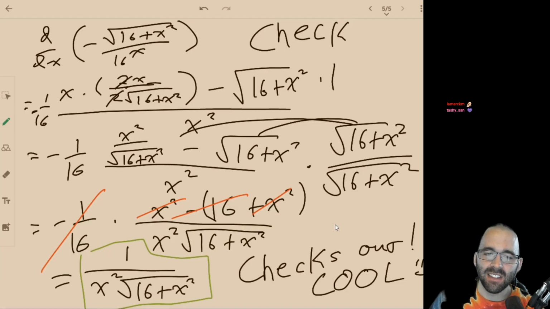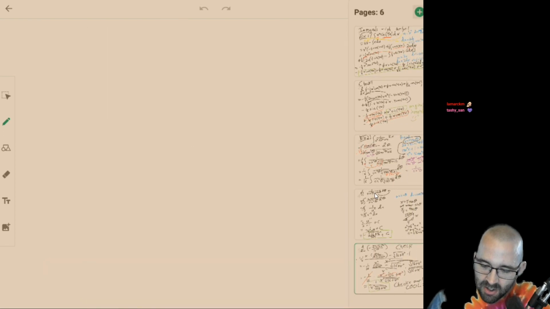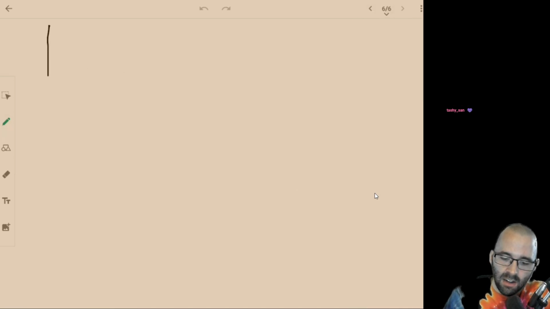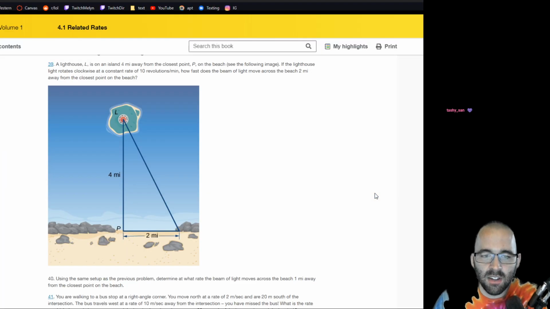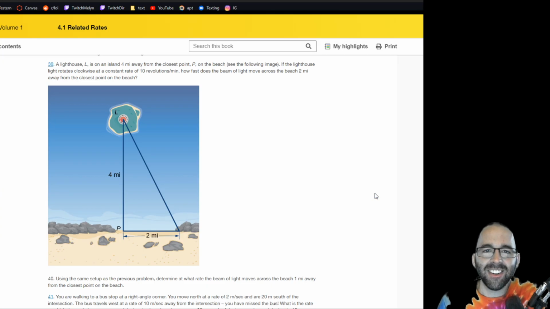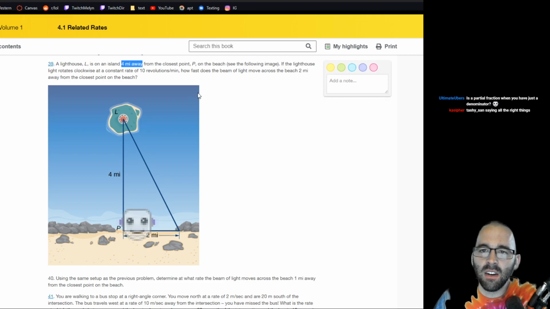All right, so let's get into this. We've got one more problem to do. Again, what do we have? We have the situation. The lighthouse is on the top. This is a right angle. This is 2 miles and this is 4 miles. Okay, and what else do we have? We included the 4 miles away, we included the 2 miles away, and the light rotates clockwise.